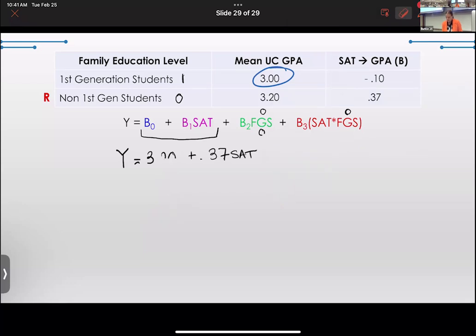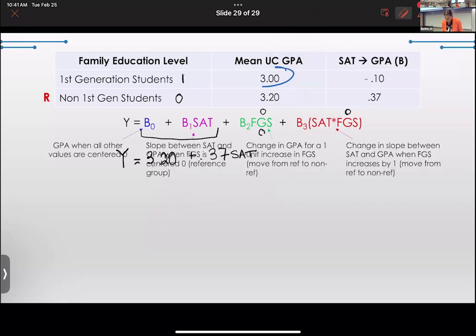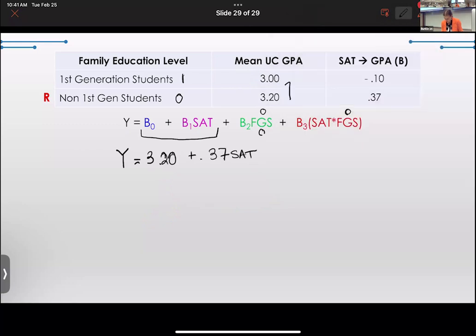So how do we get from 3.2 to 3? Subtract 0.2. So then we've got y equals 3.20 plus 0.37 SAT minus 0.20 FGS. And then how do we get from 0.37, right, which is the slope for non-first gen, to negative 0.10? How do we get there? Subtract what? 0.47. Here's your equation.